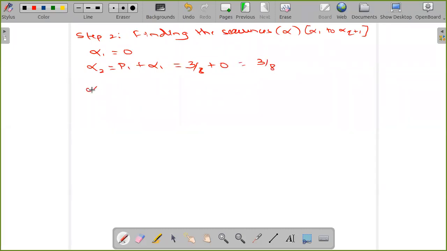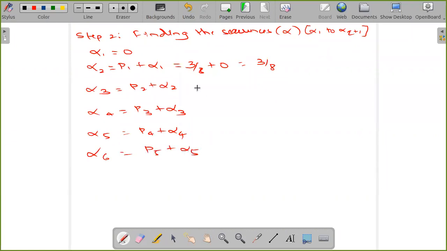Now similarly find alpha 3, P2 plus alpha 2. Alpha 4 equal to P3 plus alpha 3. Alpha 5 equal to P4 plus alpha 4. Alpha 6 equal to P5 plus alpha 5. Now tell me what are these values? Calculate and get the values.